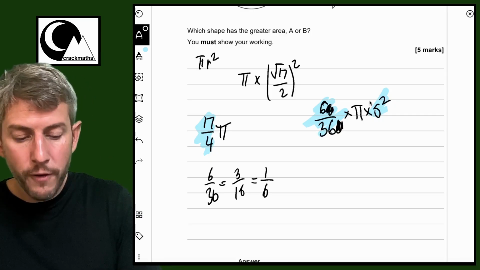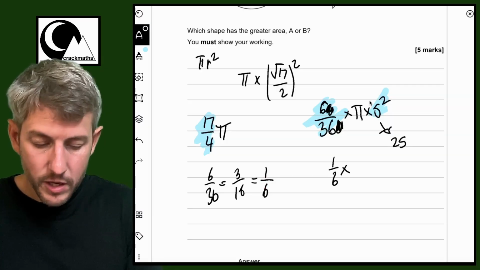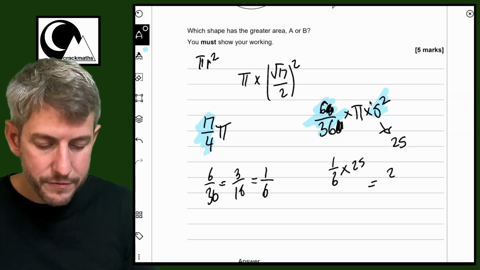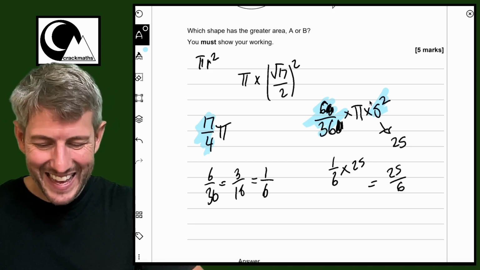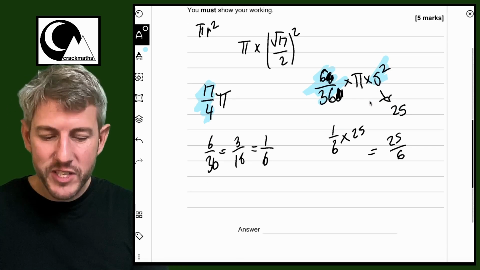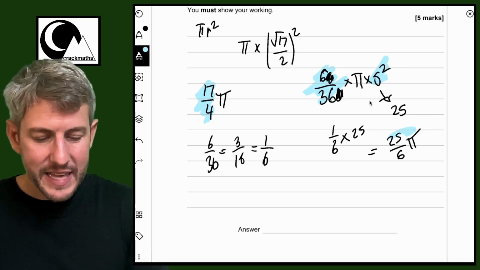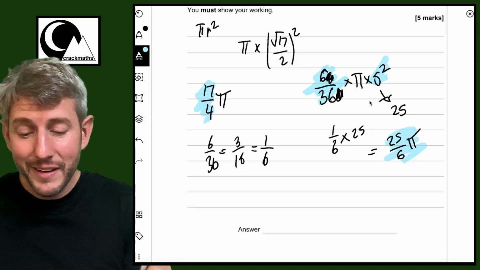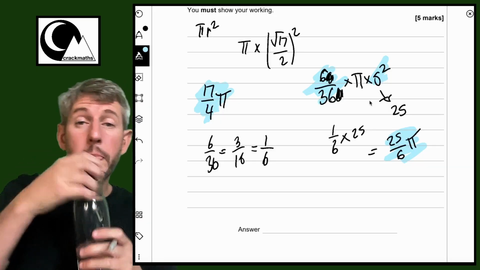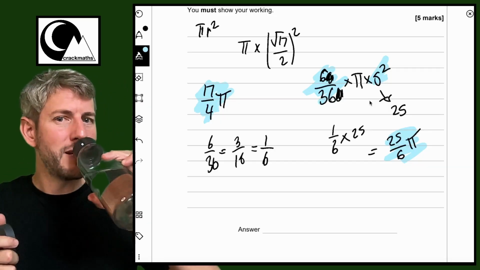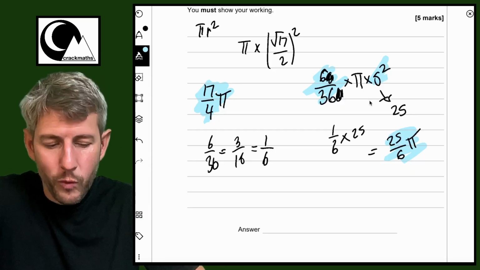And then 5 squared is 25. So 1 over 6 times 25 equals 25 over 6. Now, this is tricky, okay? It's difficult to say what's going on here. But what we can do, we've got the sector has the area 25 over 6 pi, and the whole circle has the area 17 over 4 pi. So we need to be able to compare these numbers. So we're going to need to get them over a common denominator in order to do that.